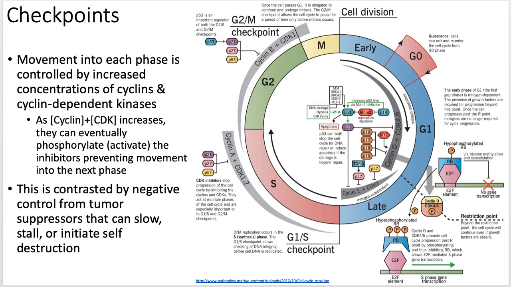And those are what control whether or not they can slow down this process. They could bind to the cyclins and stop them from doing their job. They can completely stall the process. Or if it gets bad enough, they could actually initiate apoptosis. There are lots of these proteins. The most common one that you will hear is P53. It's considered one of the master regulators of tumor suppression.